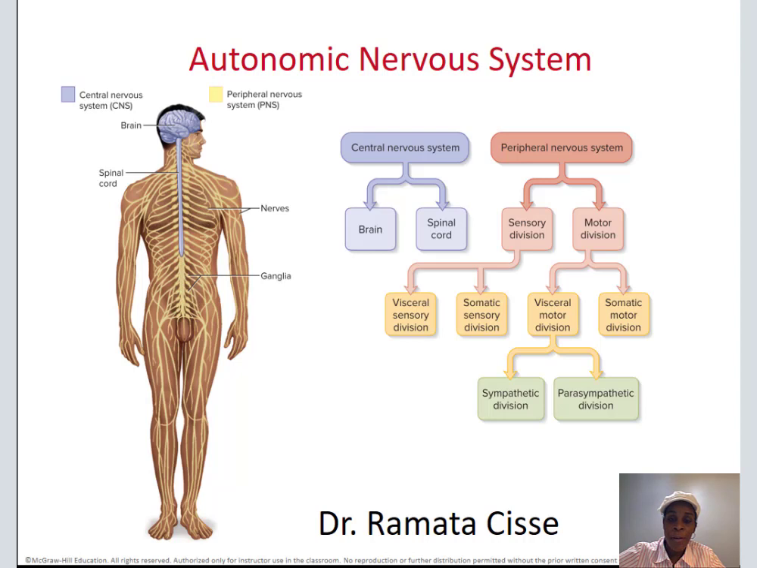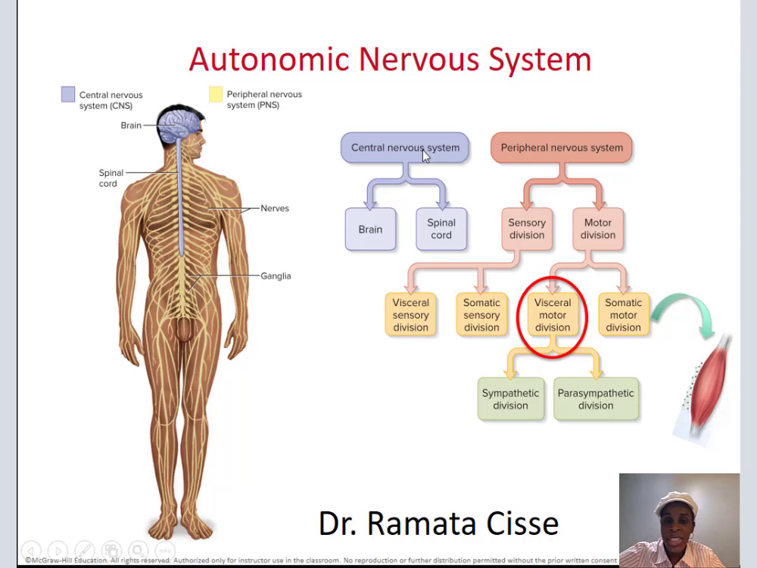So this kind of information will be processed in the brain, right? And then a command has to be given. That command is given through the motor division. If the information is going to a somatic muscle, like a skeletal muscle, it's called the somatic motor division. We talked about this in another video. But today, we wanted to present the visceral motor division.